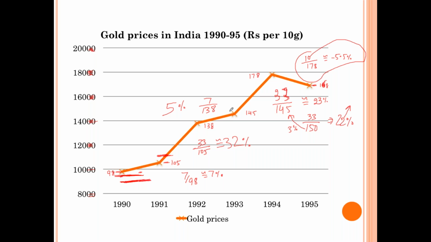See, very good question, Prithvi Raj. Had it been 10 by 180, I know 1 by 18 is 5.5%. So changing it from 180 to 178 hardly makes a difference of 1%. So I will not be bothered about changing this value by 1%.